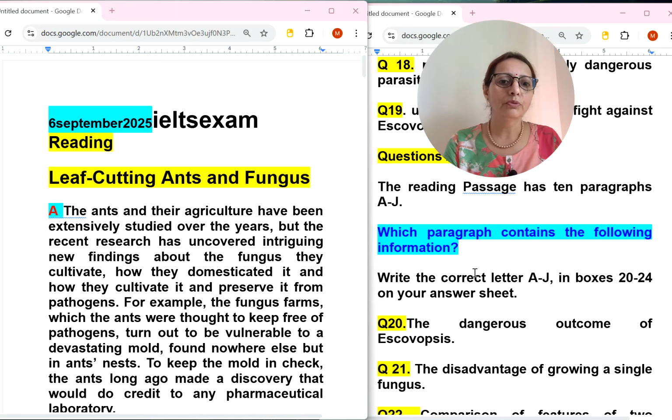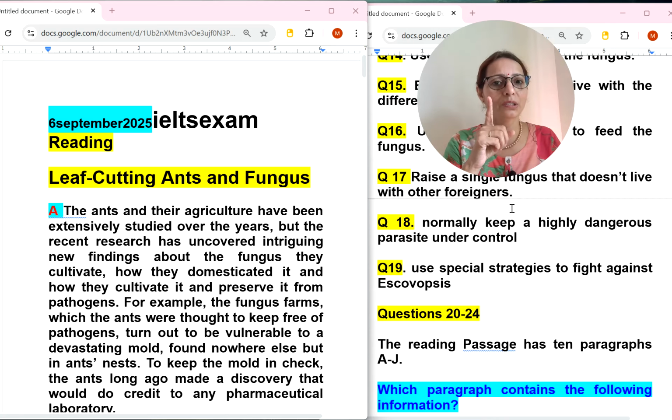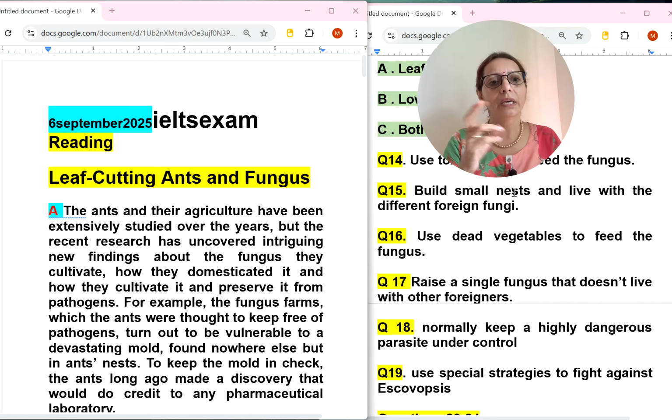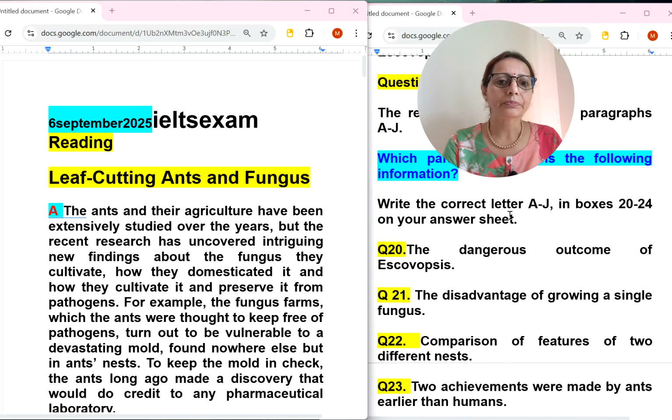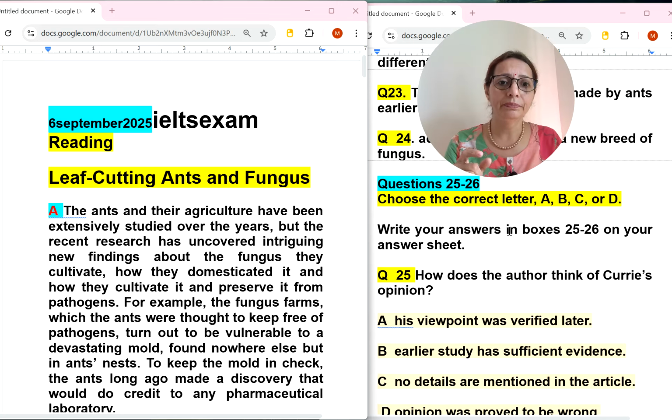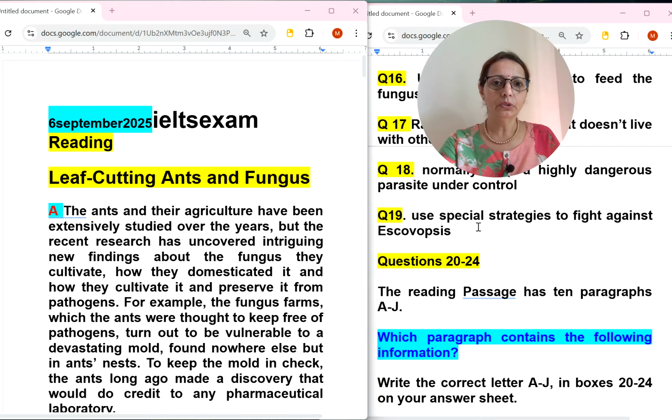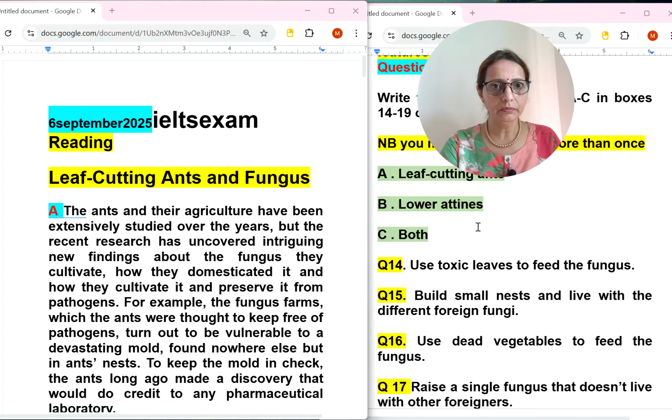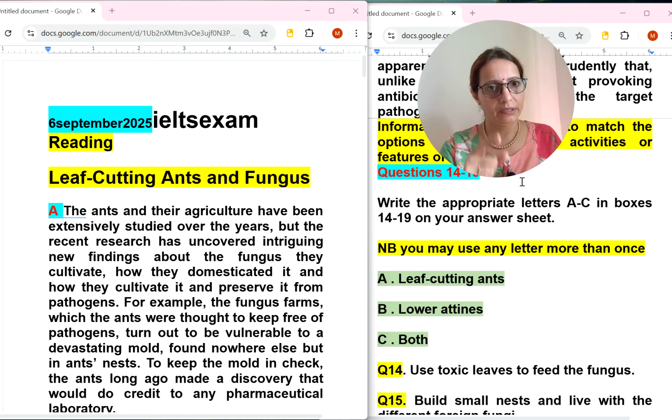Second type of question we have, my favorite: which paragraph contains the following information? Of course, this first one also, because here also we can find the answers with the help of keywords along with some understanding of the paragraph, some information. Third type of question we have: choose the correct letter A, B, C, or D. Multiple choice questions. Two questions are from multiple choice. So definitely I will start my reading from the first type of question.